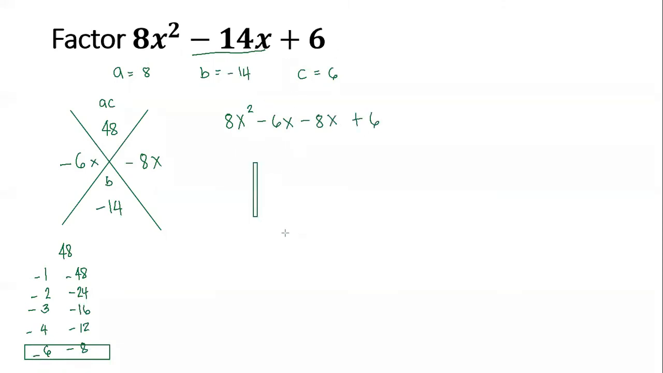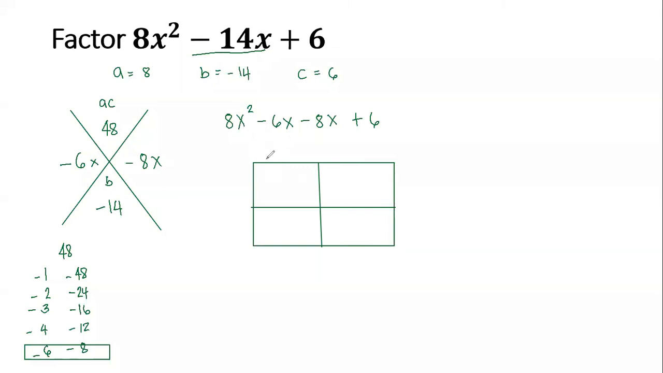And this time, let's draw our box. Let's write each of the terms inside the box. So we have 8x squared minus 6x minus 8x plus 6. We'll just write 6 right here. And now let's find the factors of 8x squared. What will be the terms, or what numbers should be multiplied together to get 8x squared? So it could be 2x and 4x. So 2x and 4x would be equal to 8x squared.